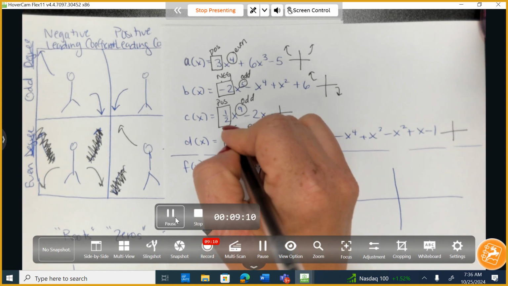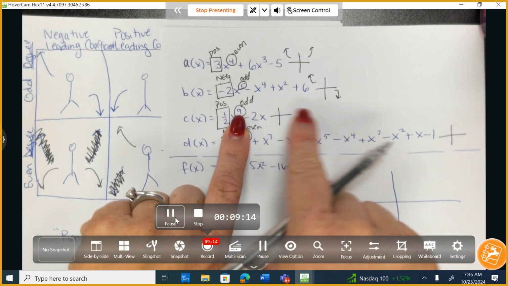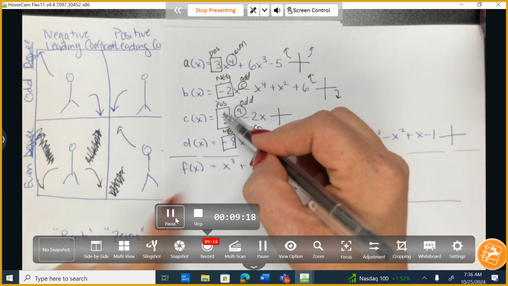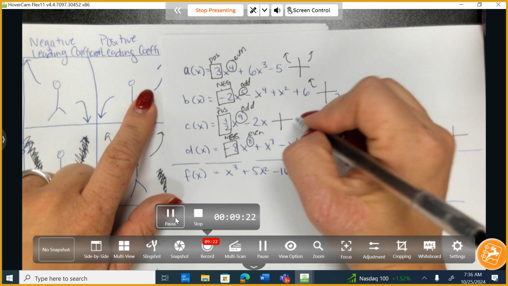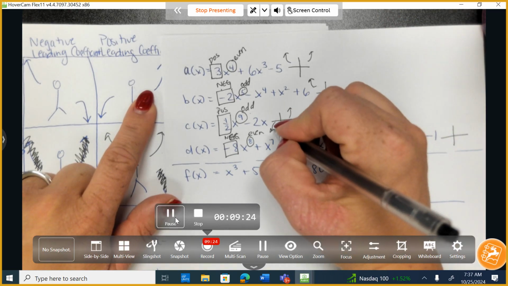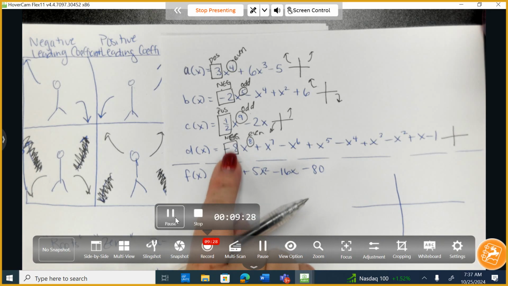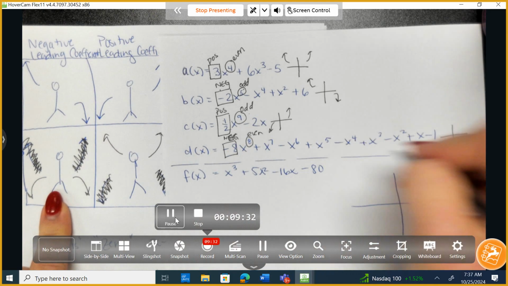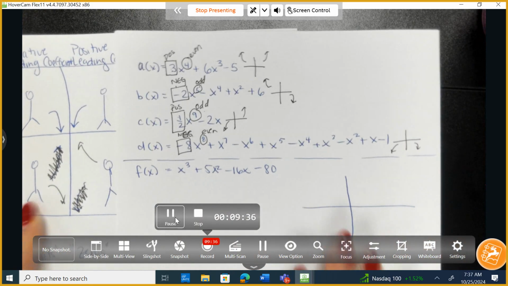And now I'm going to come off to the side and make a prediction about the end behavior. Now, end behavior is only referring to the far left and the far right. Okay, odd, positive. So here's my odd. Positive is right here. So it is going up on the right and down on the left. Next one, I have even degree, negative leading coefficient. So even is down here. Negative is right here. So it's down on the right and also down on the left.